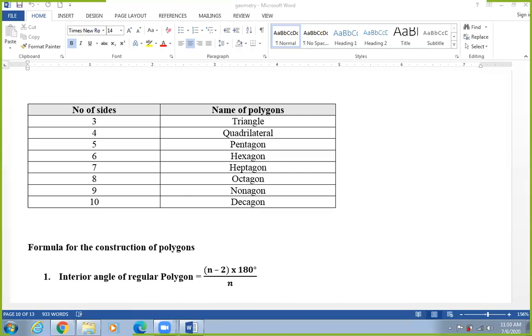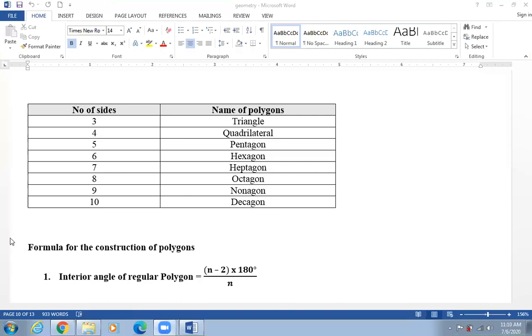Okay, so let me start. Yesterday we learned the number of sides and the name of each polygon. Three sides is called a triangle, four sides is called a quadrilateral, five sides a pentagon, six a hexagon, seven a heptagon, eight an octagon, nine a nonagon, and ten a decagon. That much we have learned.